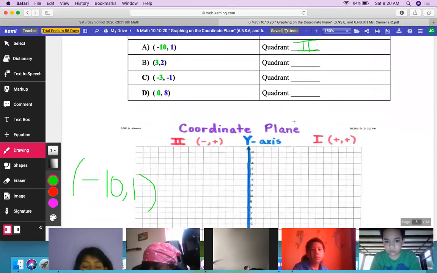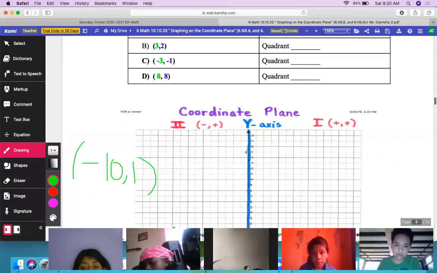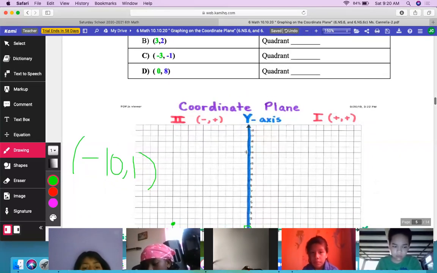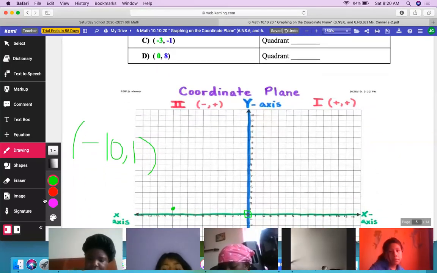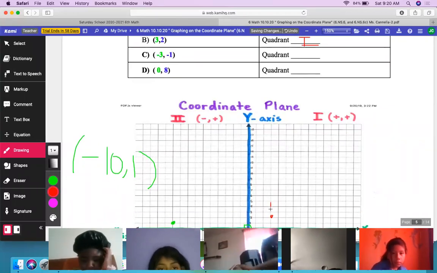Okay, Stephen, please walk me through. How do I graph 3 on the x-axis and 2 on the y, which is blue? How do we do that? So you start again at the origin, you go to the right 3 and go up 2, and that's in quadrant 1. Beautiful. Since you did such a great job, young man, I'm going to ask you to finish point C and D for me.